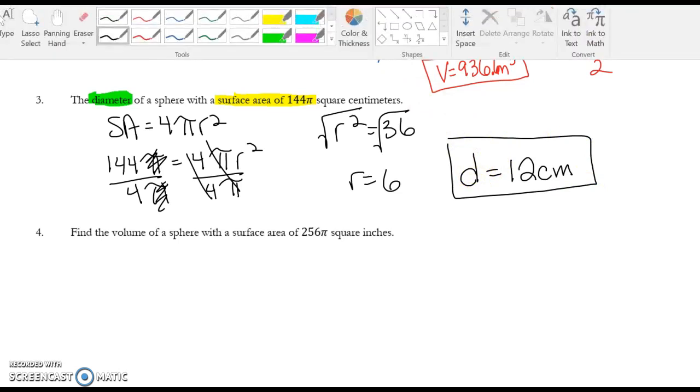So what I'd like you to do is read number 4, see if you can figure out what the formula is that you need, and then start plugging stuff in. If you're comfortable solving, go ahead and solve. But if you're not, just go ahead and at least plug it in.